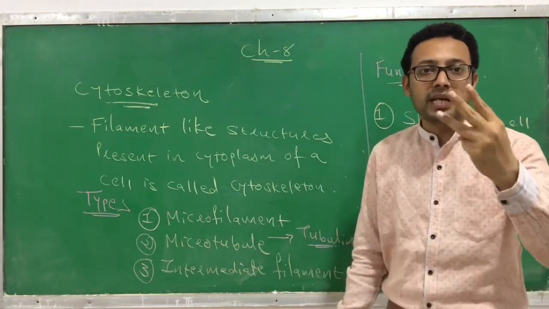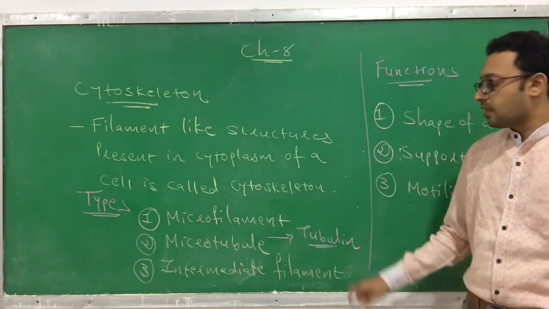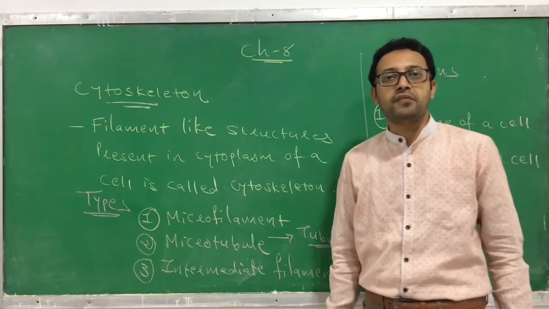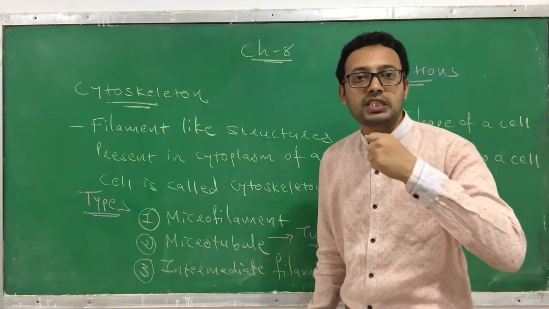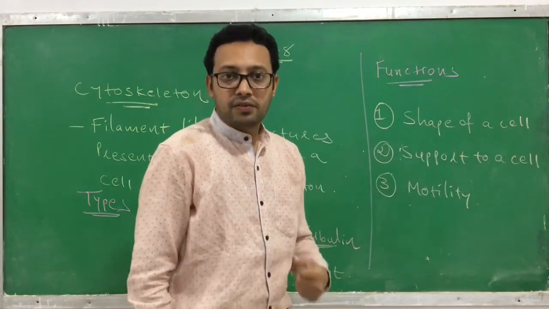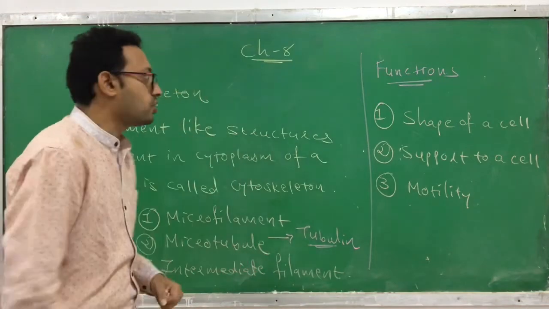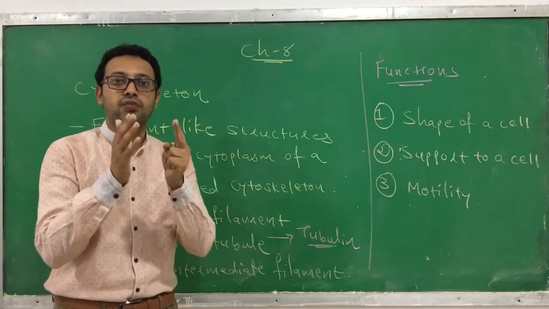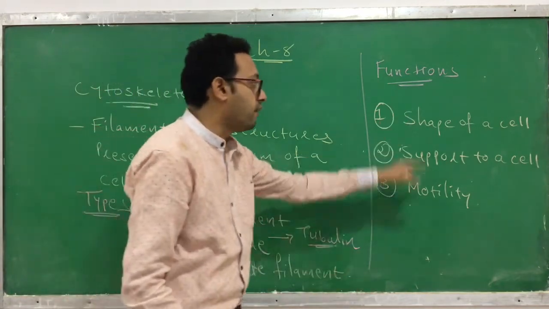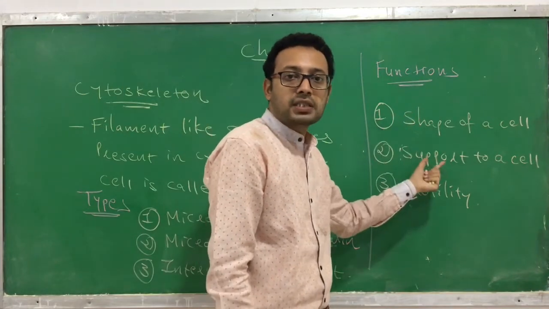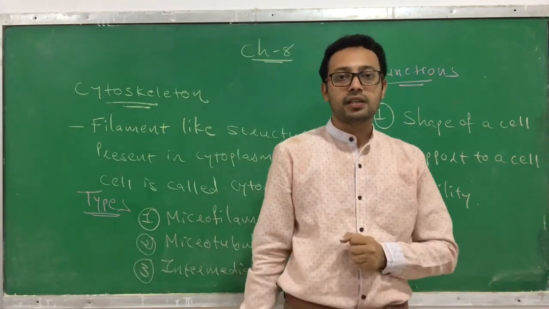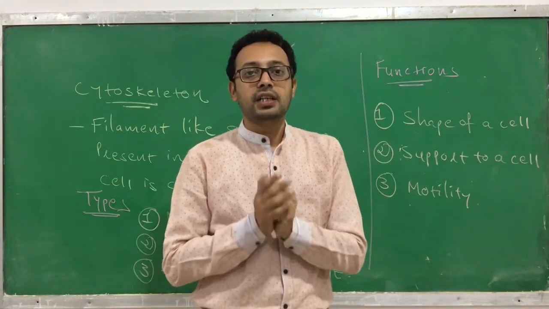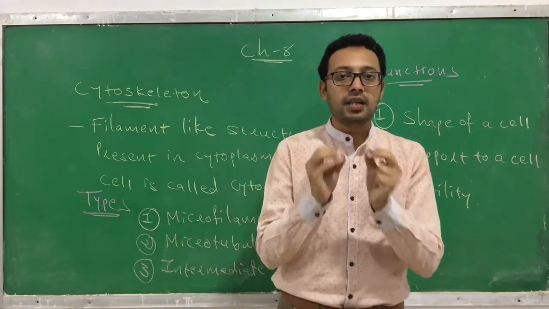What are the three main important types of cytoskeleton? Microfilament, microtubule and intermediate filament. Microtubule is made up of which protein? Tubulin. And which is the strongest and most durable filament? The intermediate filament. So this is all about the cytoskeleton: the skeleton of a cell, a filament-like structure found in the cytoplasm of a cell. Its functions are to give shape, provide support, and be responsible for motility. So this is one organelle you can find in a eukaryotic cell, the cytoskeleton, sweet and short.